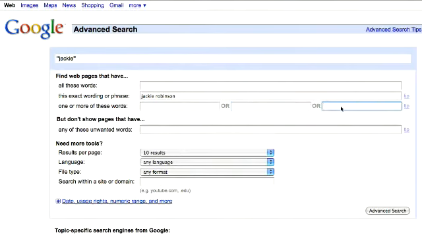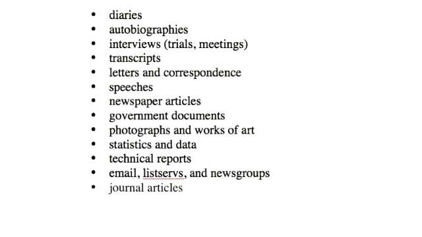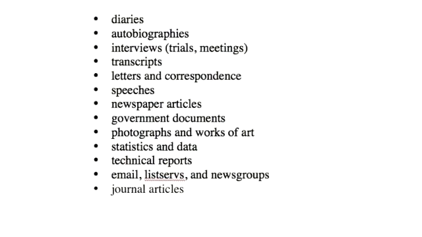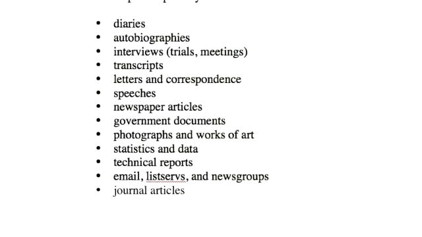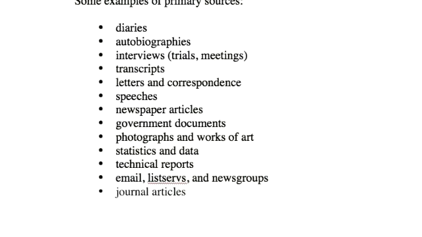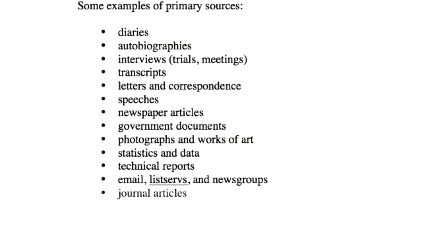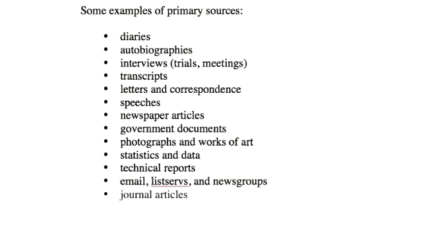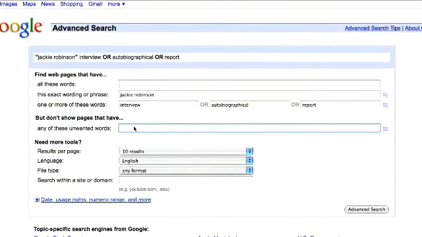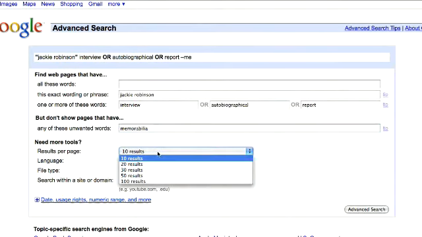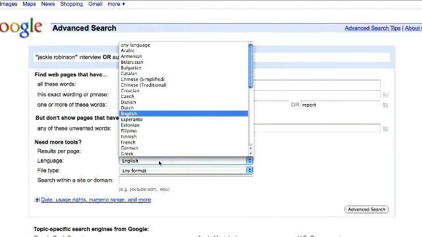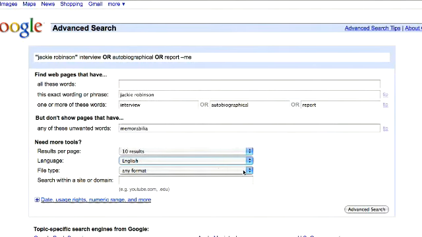A good activity is to ask students what primary sources are. Have them add the terms in the one or more of these words boxes. Here are some examples of primary sources that hopefully your students will think of and include in their searches. I'm going to add memorabilia in the box any of these unwanted words because I don't want commercial websites selling Jackie Robinson memorabilia. I'll set my results per page at 10 and my language at English.